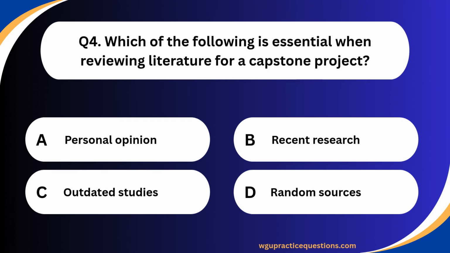Which of the following is essential when reviewing literature for a capstone project? A. Personal opinion. B. Recent research. C. Outdated studies. D. Random sources. Which one is the correct answer?